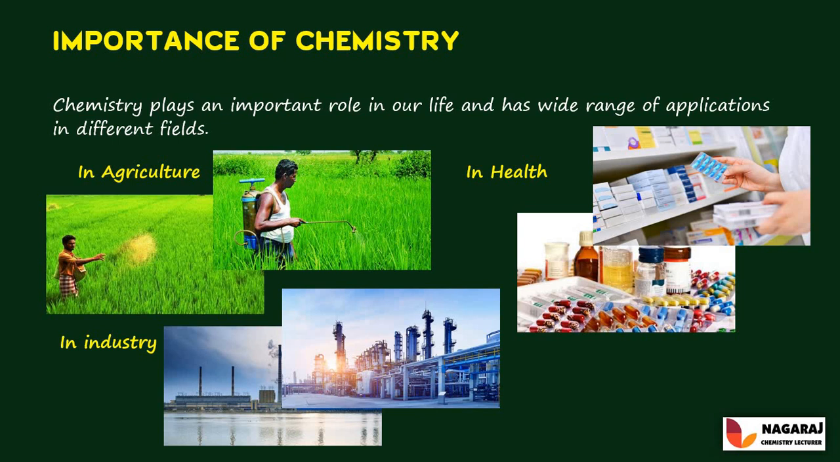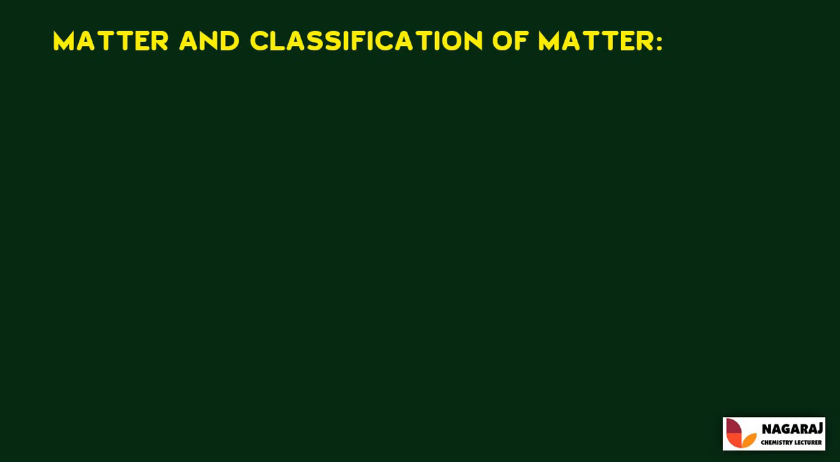So chemistry plays a very, very important role in the agriculture field, as well as in the health, as well as in the industries. So what we are using nowadays in order to become our life to be colorful, all the things to be prepared in the industries, right? So these are the importance of chemistry. In this chapter, we will discuss about matter and its properties, along with the discussion of the constituent particles of matter.